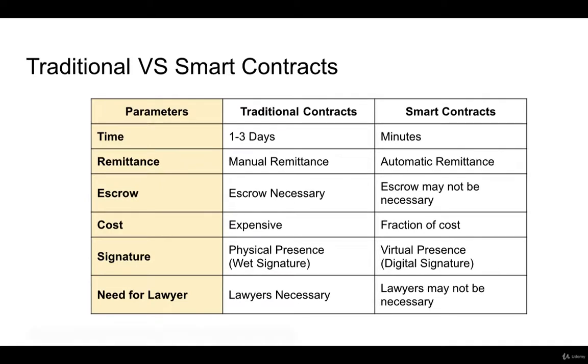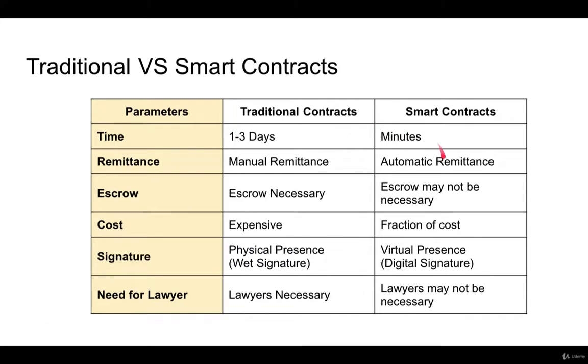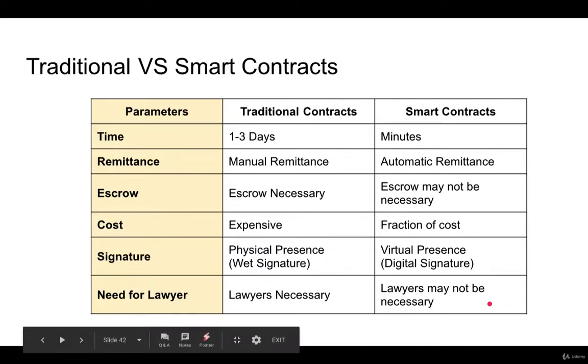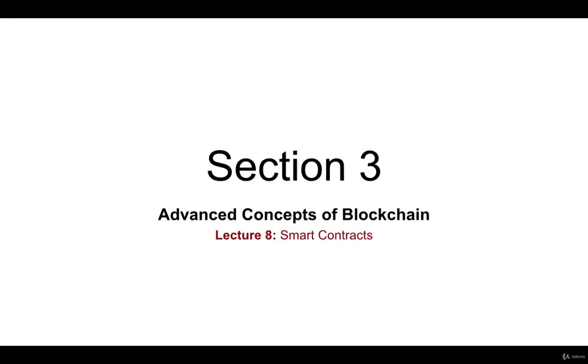Now, we also further saw the difference between traditional contracts and smart contracts and how smart contracts are faster and better and lawyers are not necessary. And then we saw the challenges in implementing smart contracts which have to be carefully mitigated so that smart contracts can reduce corruption, mistakes, errors and even third-party intermediaries. After looking at smart contracts here, we will move next into lecture 9 where we will talk about the components of a blockchain project ecosystem.